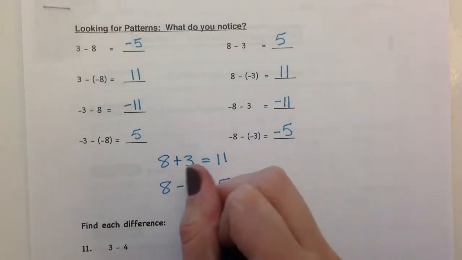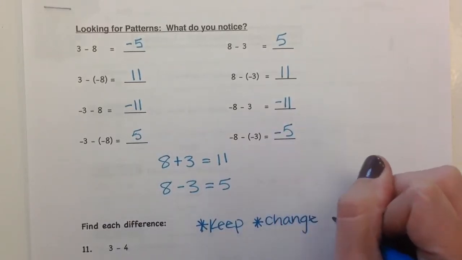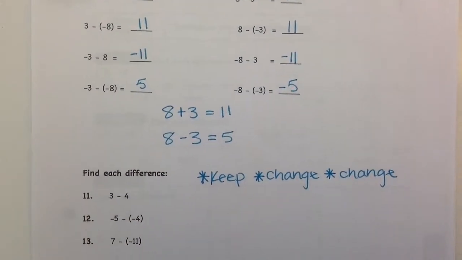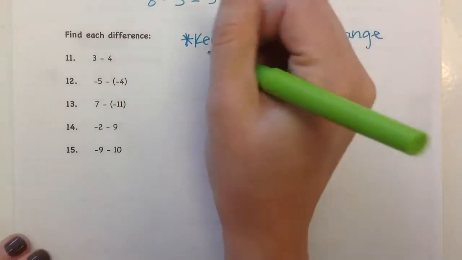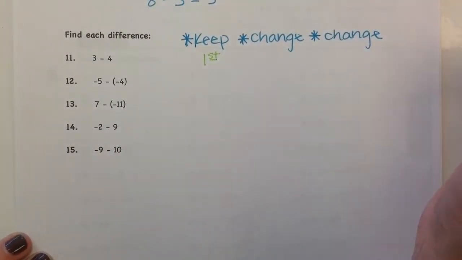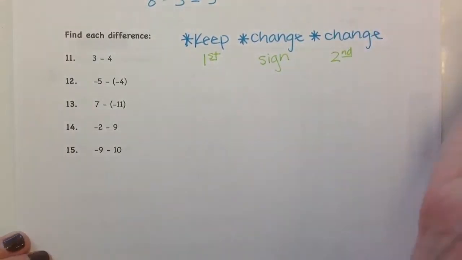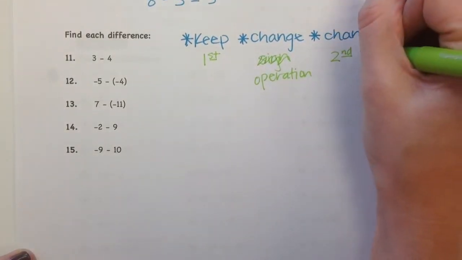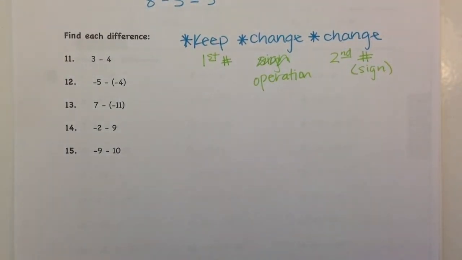We make things into an addition sentence by doing what we call keep, change, change. It's kind of like on that first page when we said that subtracting a negative is the same thing as adding a positive. So what does keep, change, change mean? Keep means we are keeping the first number. We are changing the operation, not the sign. And we are changing the sign of the second number, from positive to negative or negative to positive. And this is going to make everything into an addition sentence.